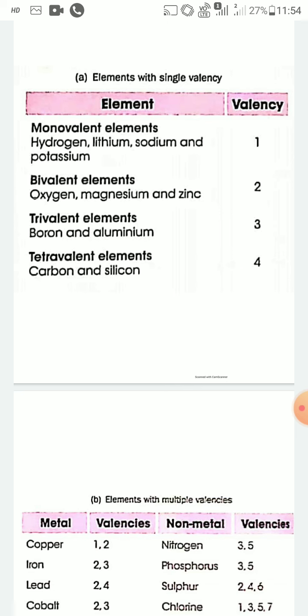Similarly, bivalent elements, that is valency 2: oxygen, magnesium, zinc, calcium. These show valency 2. That's why they are bivalent elements. Trivalent elements, that is valency 3: boron and aluminum, because their valency is 3. Tetravalent elements: carbon, silicon, because valency is 4.